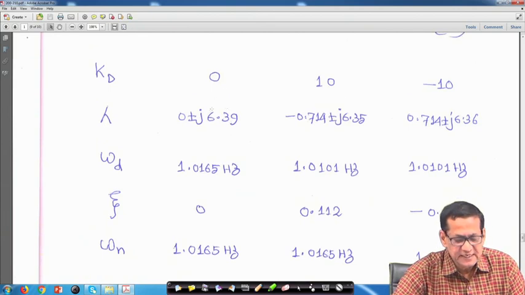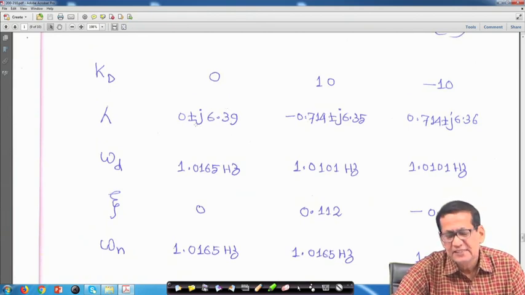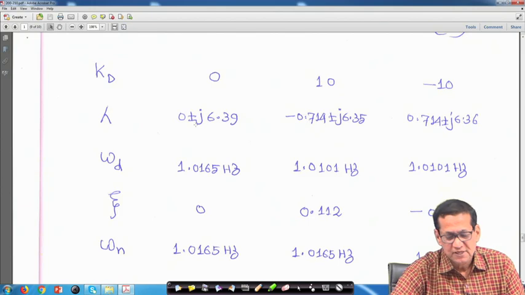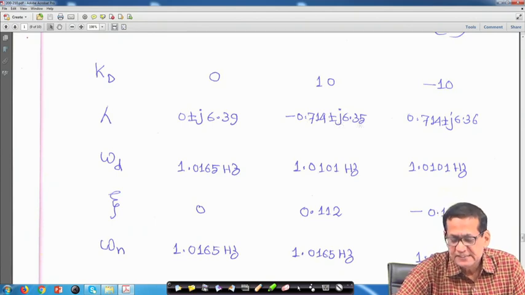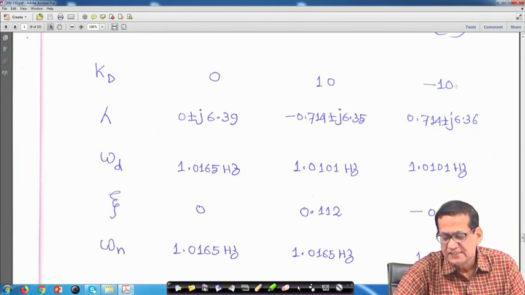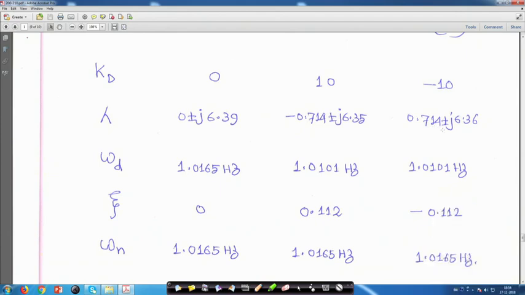When k d is equal to 0, it is a 2 by 2 system, so only 2 eigenvalues. Lambda will be 0, real part is 0, plus minus j 6.39. When k d is equal to 10, it will be minus 0.714 plus minus the complex conjugate pair j 6.35. If k d is equal to minus 10, it is 0.714 plus minus j 6.36. That means, with k d is equal to minus 10, the system becomes unstable.